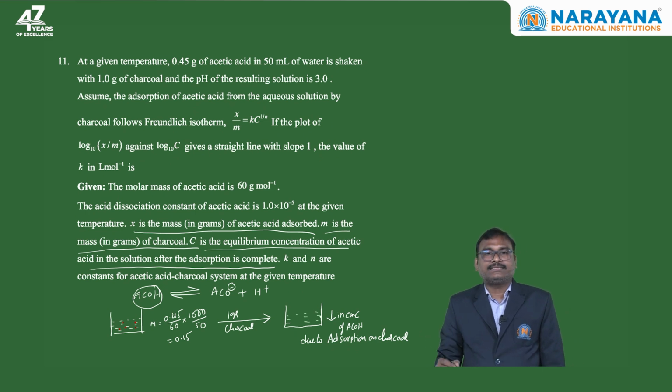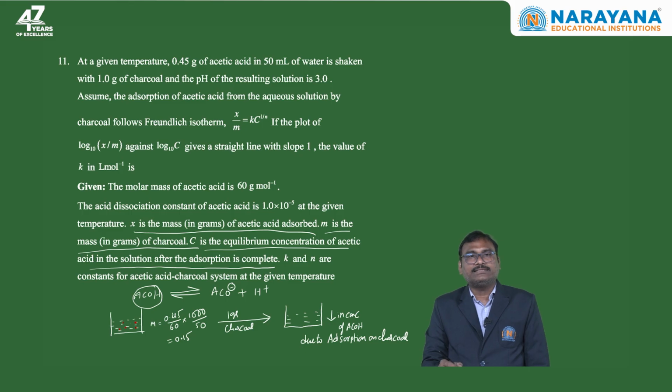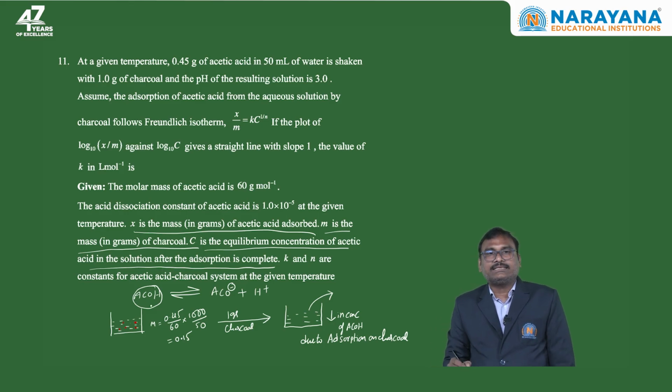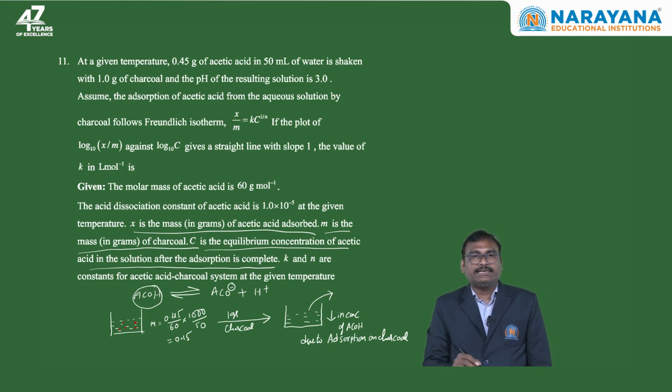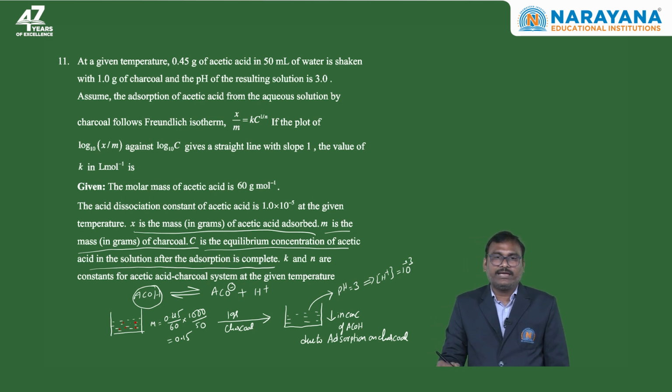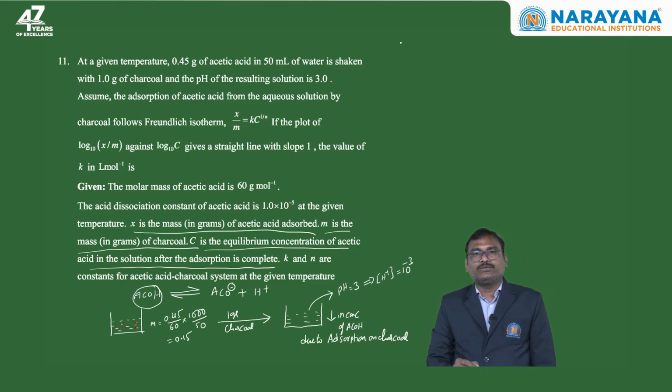But for this, he has given a clue. What is that clue? The pH of the resulting solution is 3. That means, as already mentioned, the acetic acid solution after complete adsorption is in a state of equilibrium, and H plus, whose pH is given as 3, means the H plus concentration in the solution is 10 power minus 3. This is the one clue he gave. Say yes or no? It is a weak acid, you know.